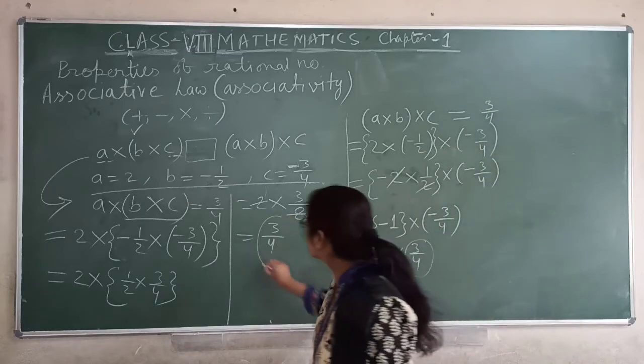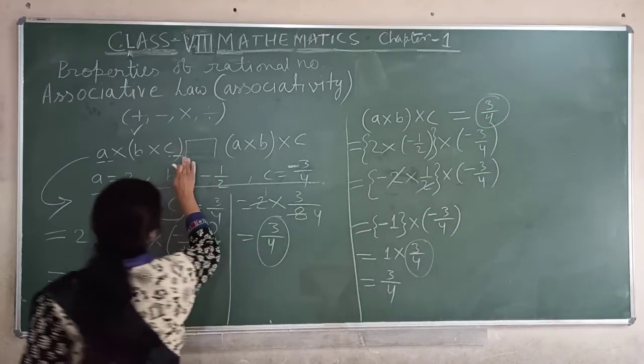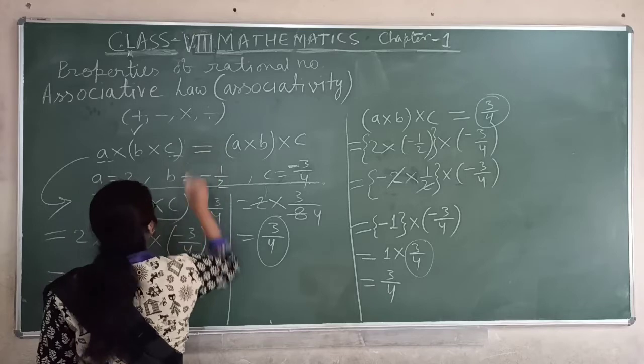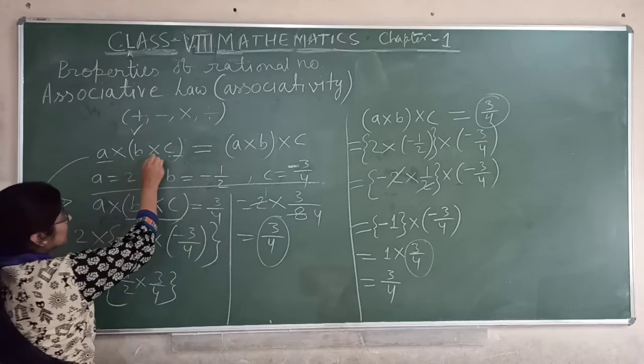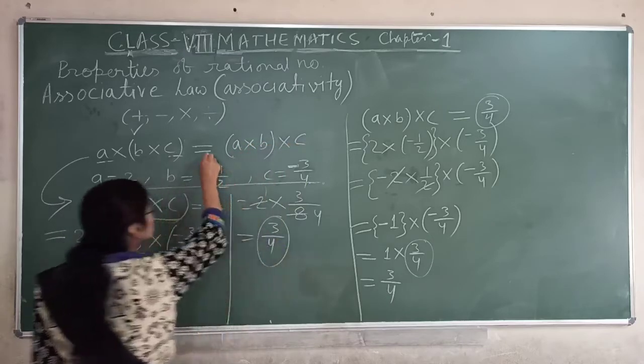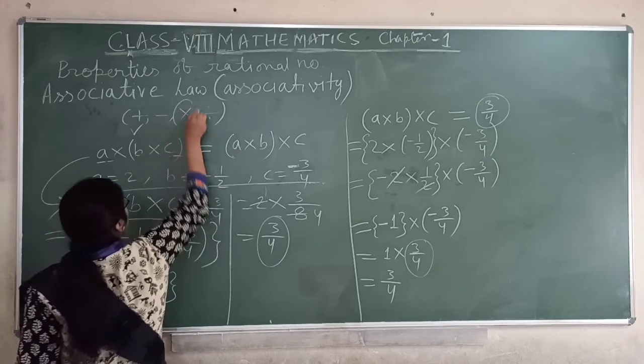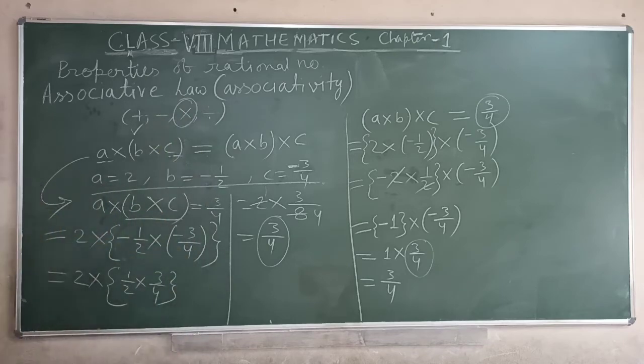Look, in the first case also we are getting 3 by 4. Here also we are getting 3 by 4. So we can say these are equal. A within bracket B into C equals within bracket A into B into C. Equal coming. It means the associative law of multiplication is applicable. You have seen that it is applicable for addition but not applicable for subtraction. Now it is applicable for multiplication.